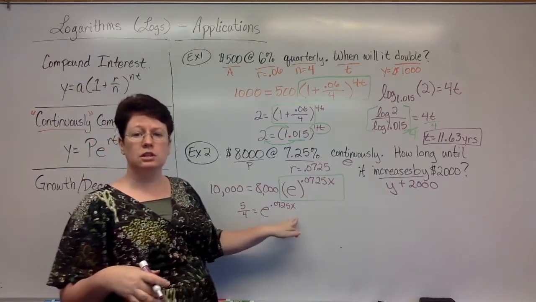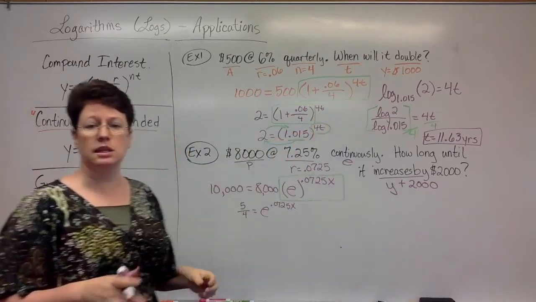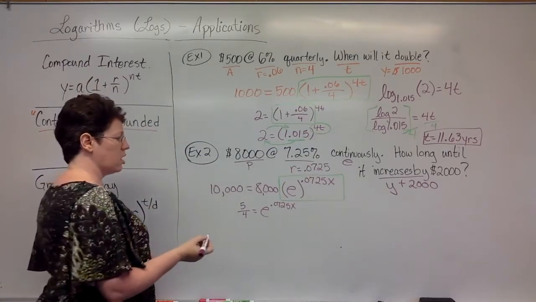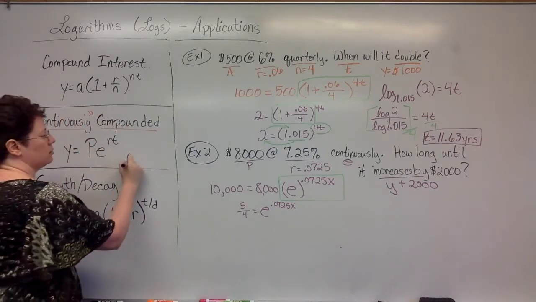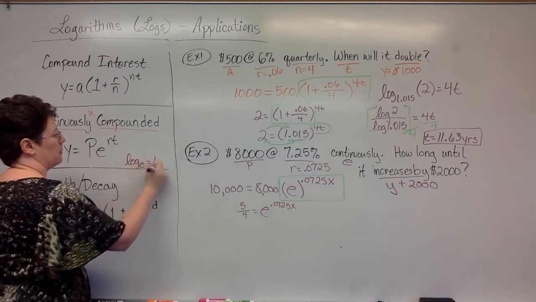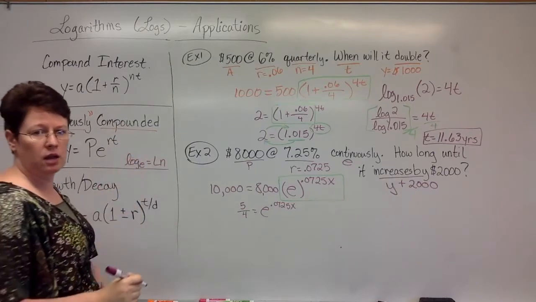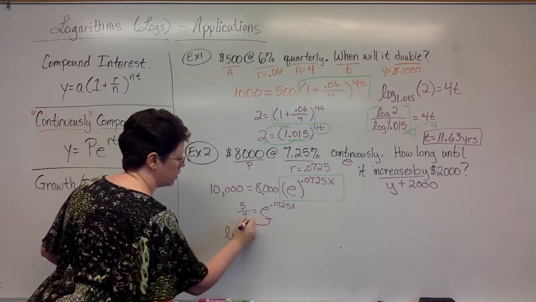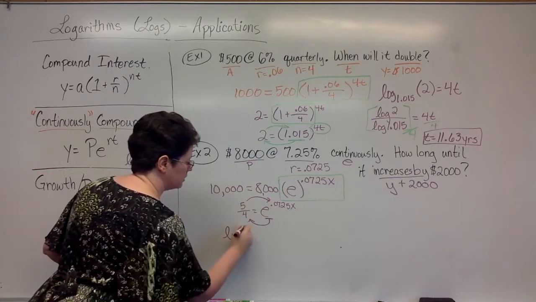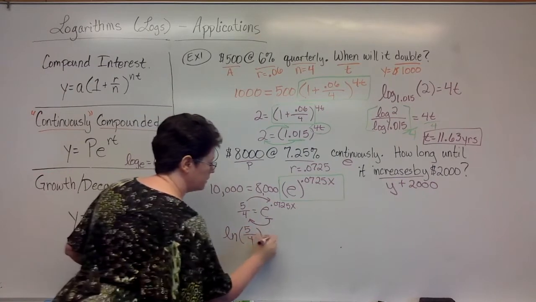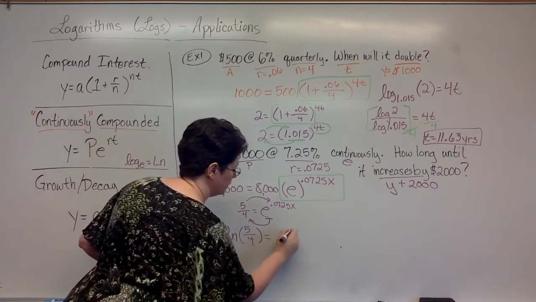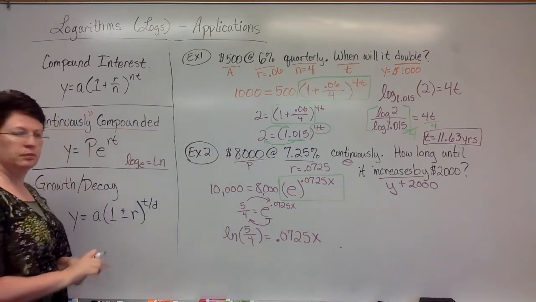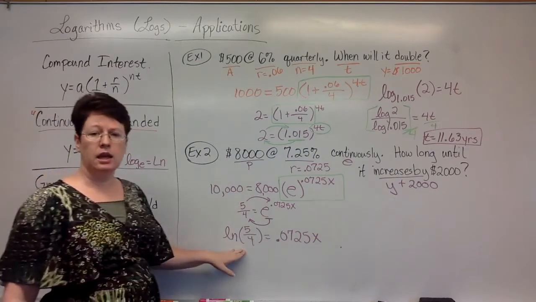But I do have to turn it into a log to get the exponent by itself. All right, so I need a log with a base of e. What is that called? What's a log with a base of e? Yeah, it's ln. Okay, so remember that log base e equals ln. So I'm going to do an ln, go across, and come back. ln of 5 over 4, and that's equal to my exponent, 0.0725x.